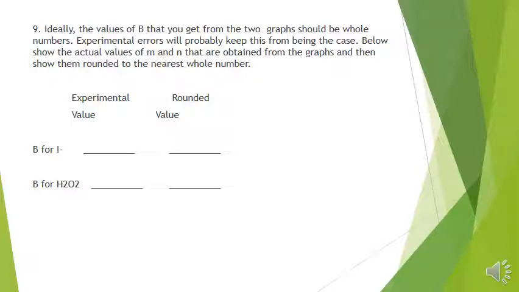So in the next step, you'll write down the B value that you got for the I and the B value for H2O2. And if you notice, it's probably not going to be a whole number, and we really would like to have a whole number. So round to the nearest whole value. So if you get like 1.2, round to 1, or if you get a value like 2.6, round to 3.